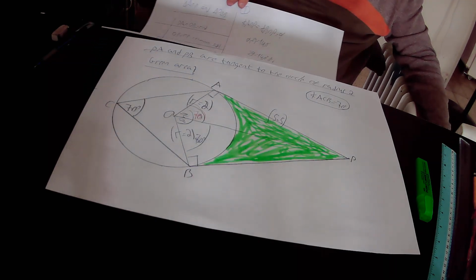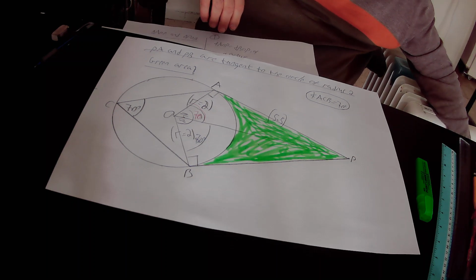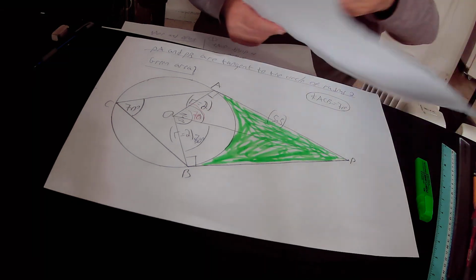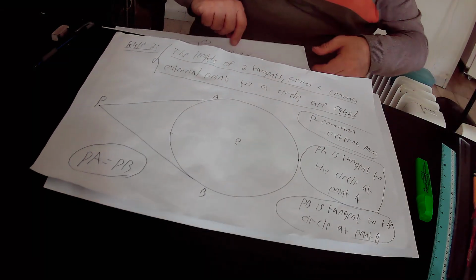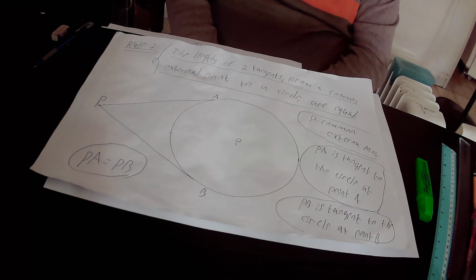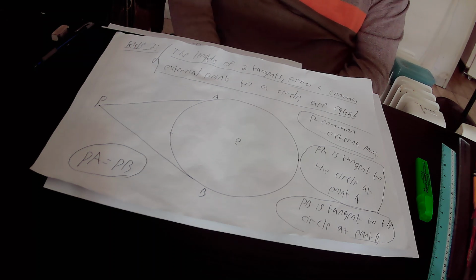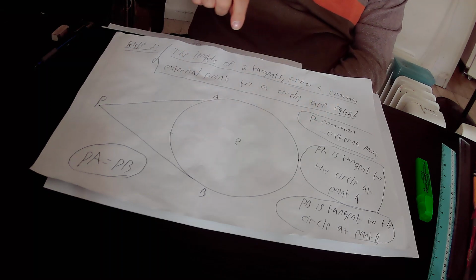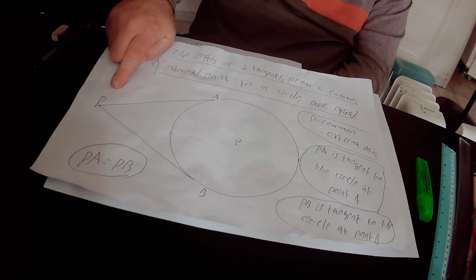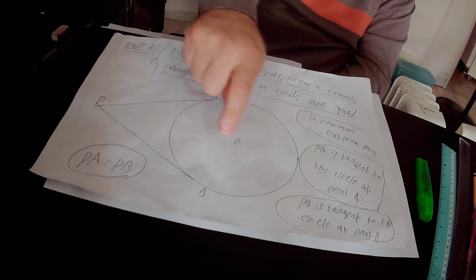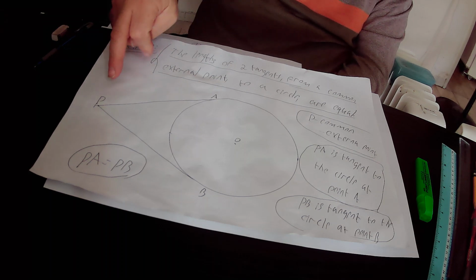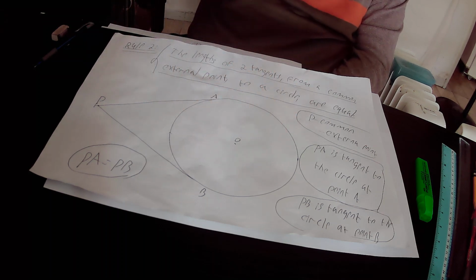So, I repeat quickly on rule 2. According to rule 2, the lengths of two tangents from a common external point to a circle are equal. So in the drawing we have a circle and we have the common external point P. From point P we have two tangents to this circle, tangent PA and tangent PB. And according to this rule 2, they are equal to each other. That is to say PA equals PB.